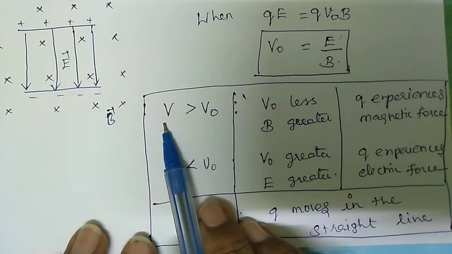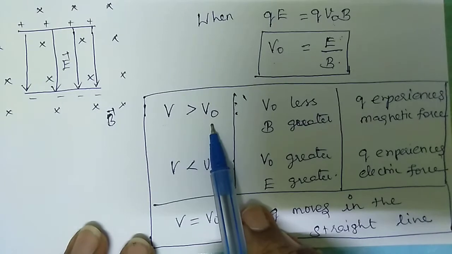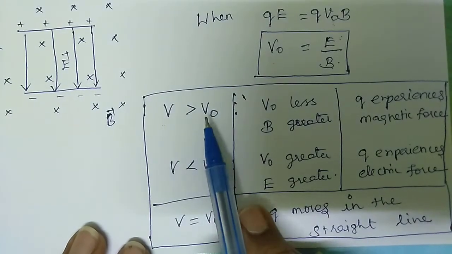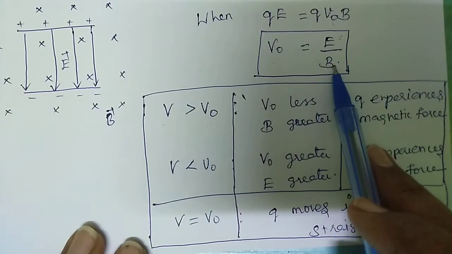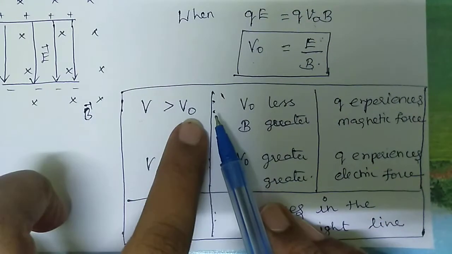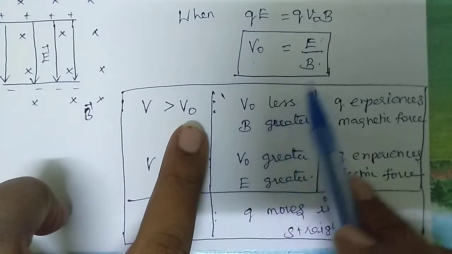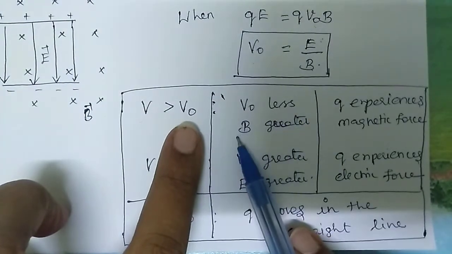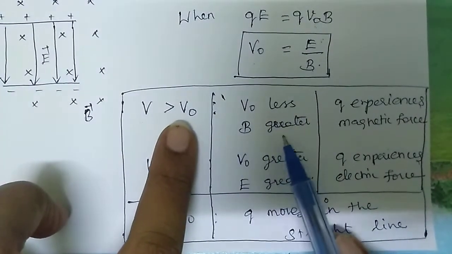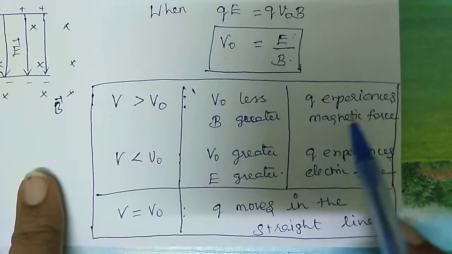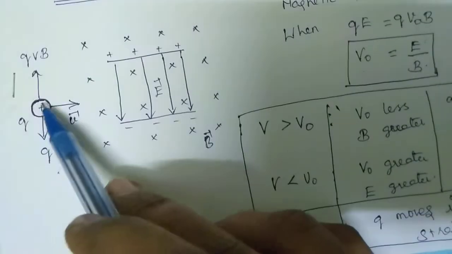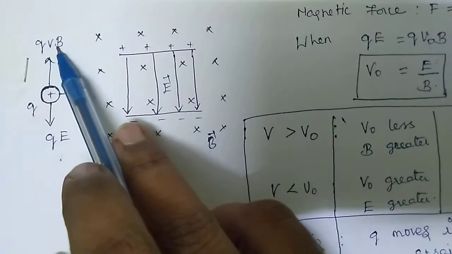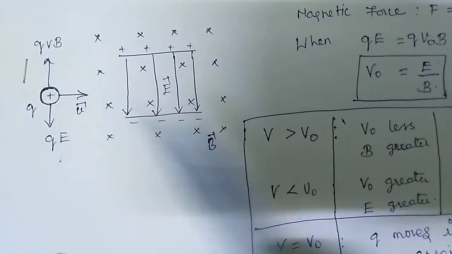For example, if the velocity V is greater than V0, the ratio E by B, then V0 is less. When does V0 become less? Only when B is greater. So V0 being less means the magnetic field B is greater. The charge Q experiences the magnetic force QVB and starts moving in the upward direction. Based on this, the charged particle will move.